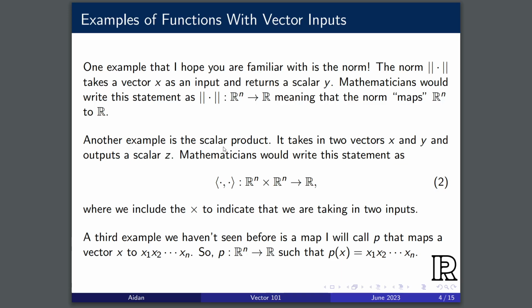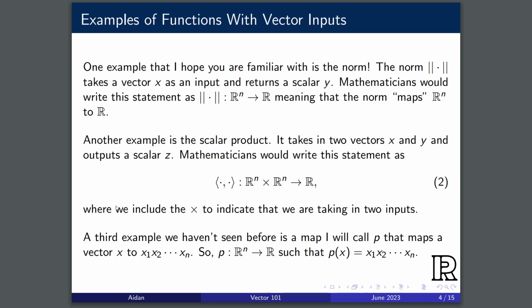We have another example, which is the scalar product. It takes in two vectors actually and outputs a scalar. Mathematicians would write this as the scalar product function, then Rn, then this little cross sign, and then Rn, which maps to R. We use the cross just to indicate that there are two inputs. There's actually a formal definition for what it means to take the product of two sets, but we're not going to talk about that. All we care about is that we take in two different inputs, one from Rn and another from Rn. But these could be any two sets for the cross.